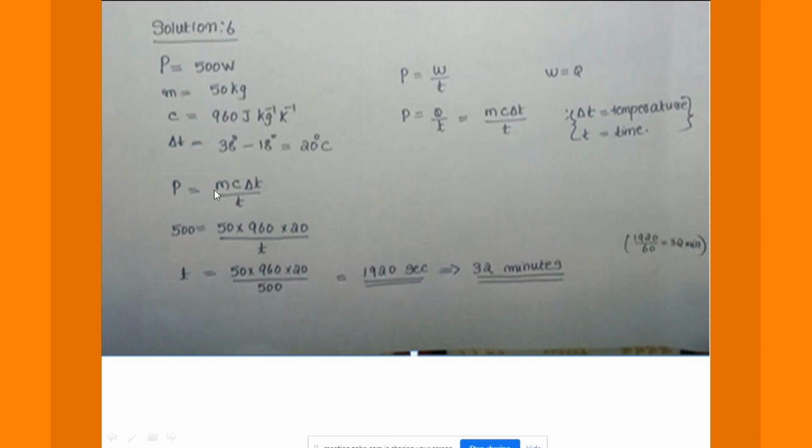Okay, substitute all the values. P value is 500, M is already there, C value is already there, delta T already you have 20, divided by T. So what is unknown, take it outside. T equals, just rearrange this equation in this way, you will get the answer in second. You can write in second also, 1920 seconds, which is equal to 32 minutes. So you know the conversion, right? You will get the answer as 32 minutes.